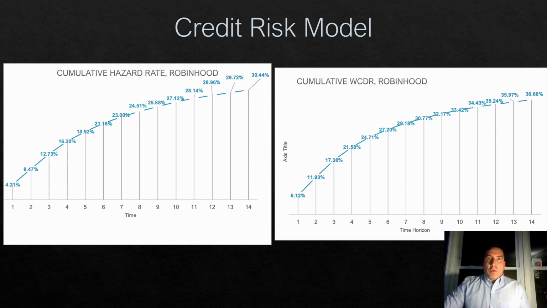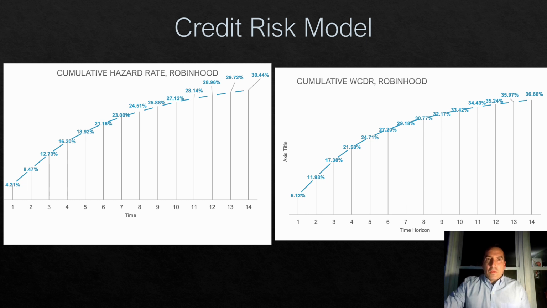So we present two key plots. The cumulative hazard rate on the left, showing the probability of a customer default, increases over time, much like the corporate bond spreads that we just analyzed, as well as the cumulative WCDR, illustrating how this evolves is influenced by Robinhood's customer base composition. Some of these key observations include the cumulative hazard rate generally increases over time. The WCDR follows a similar pattern to the hazard rate, though it can vary depending on the risk profile of Robinhood's customer base, with the higher risk customers elevating the WCDR.